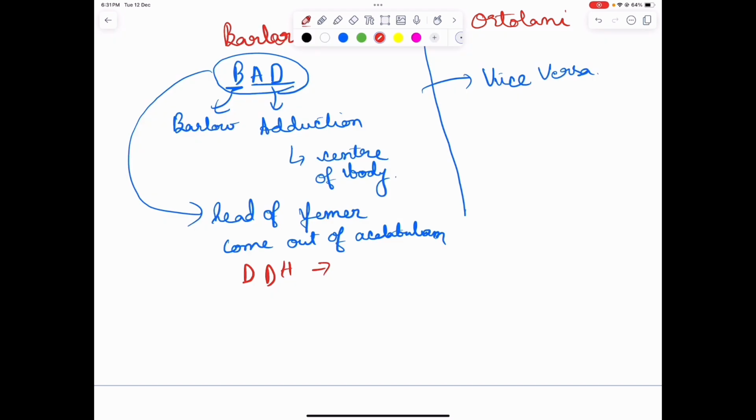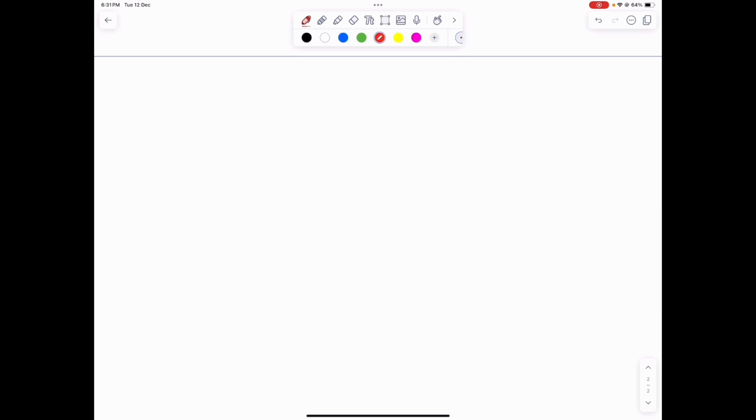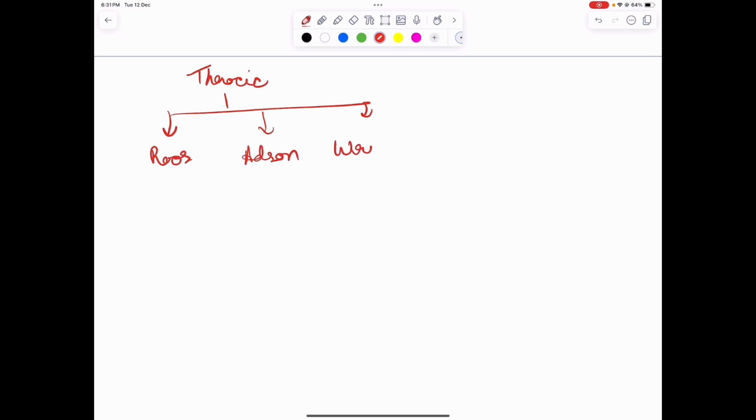Now we move on to the next test, that is for thoracic inlet and thoracic outlet syndrome. Now in thoracic outlet obstruction, we have three tests. What are they? Roos, Adson, and Wright.